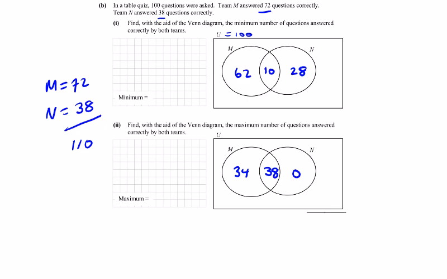Does that give me a max and a min? So we're asked for the number answered correctly by both teams. So it's the intersection that we're looking at. So I think this is the right answer here. The minimum will be 10. And the max will be 38. That's this question, min max. Think about them a little bit and then fill in your values.